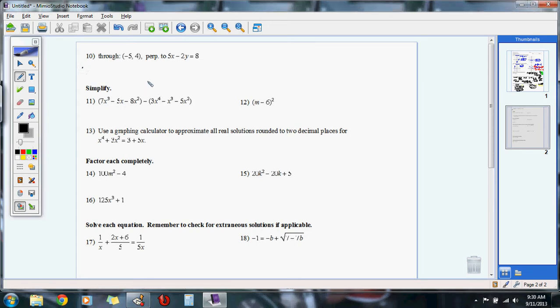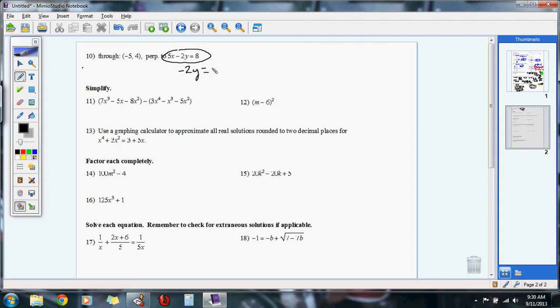All right, here we are on page 2. Same directions as number 8 and 9, where we're writing the slope-intercept form of the equation of the line described. We're perpendicular to this line. Well, I can't look at this and get my slope real easily, so what I need to do is get this into slope-intercept form.